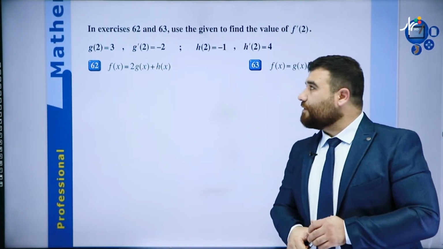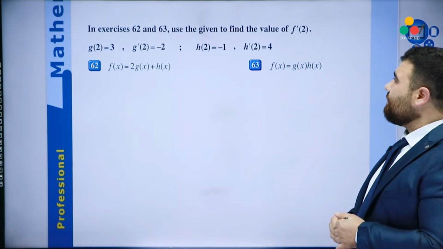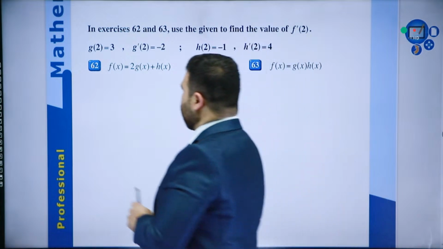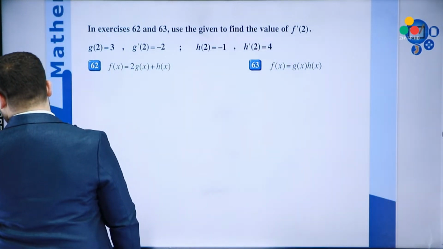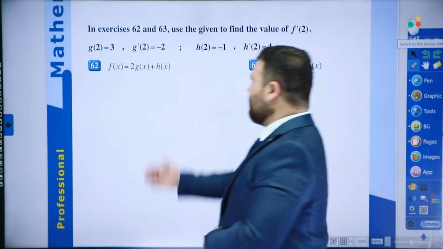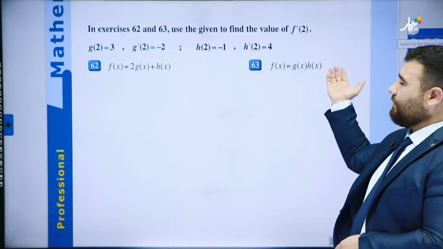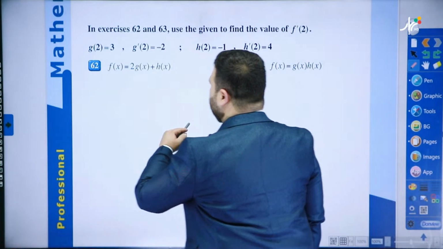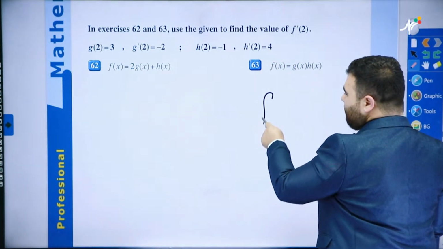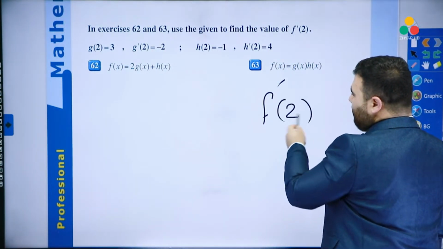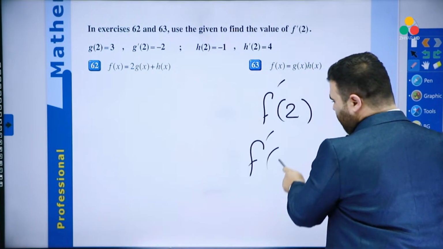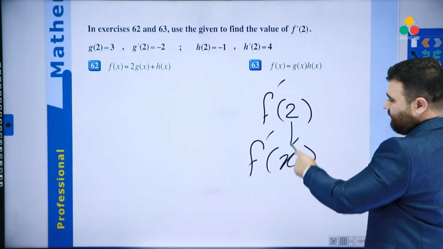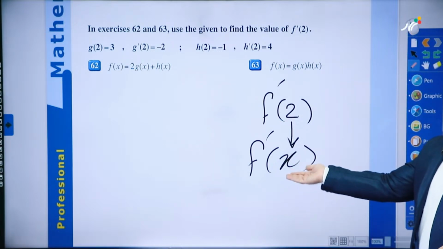In exercises 62 and 63, use the given information to find the value of f prime of 2. That's a good question. What should we find? f prime of 2. And so much information is given. To find f prime of 2, firstly I need to find f prime of x, then replace every x with 2. I need to find this first.